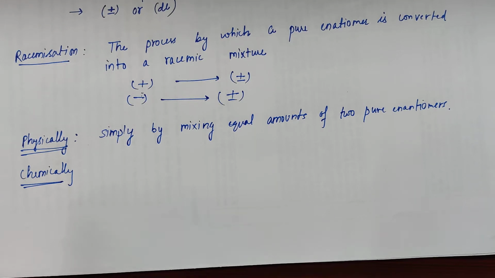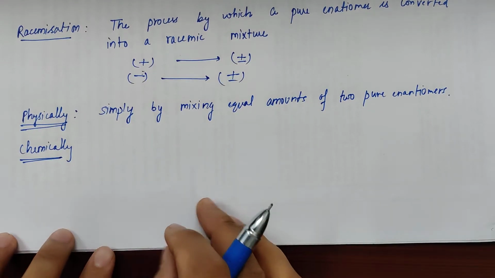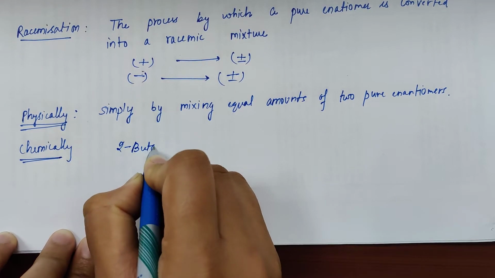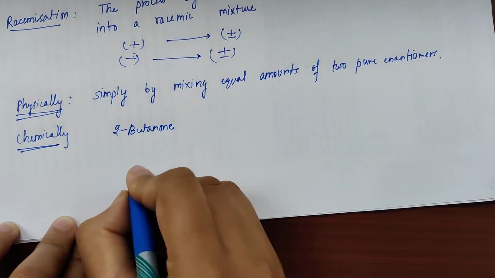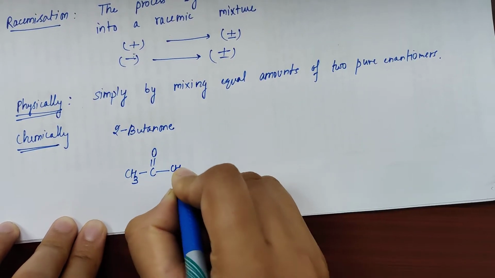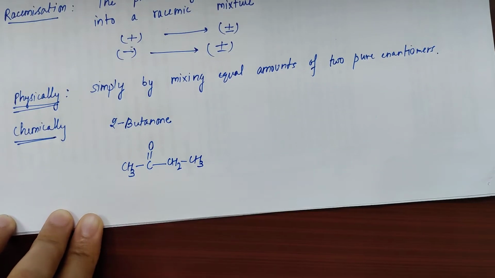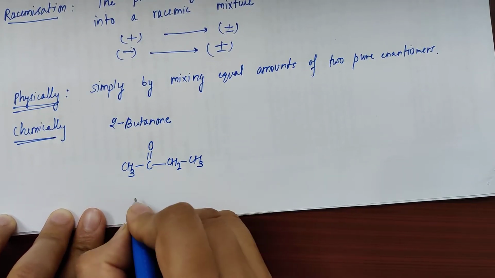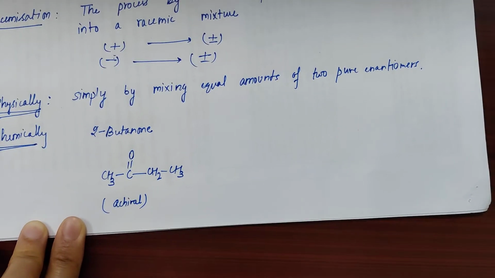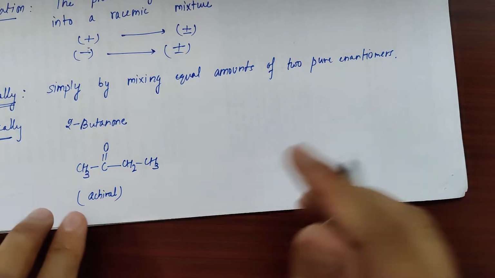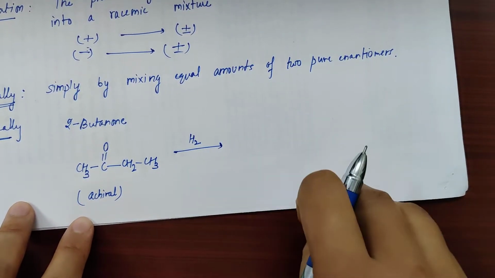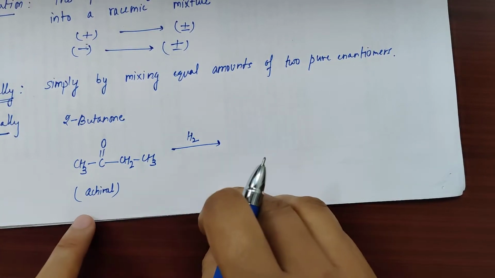So let's take an example. I'm taking 2-butanone. If we write the structure, it is CH3COCH2CH3. So this is an achiral molecule. It doesn't have any chiral center. So let's do the addition of hydrogen gas, H2 addition.